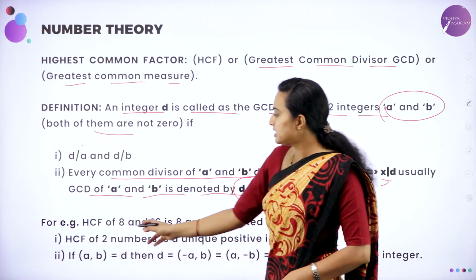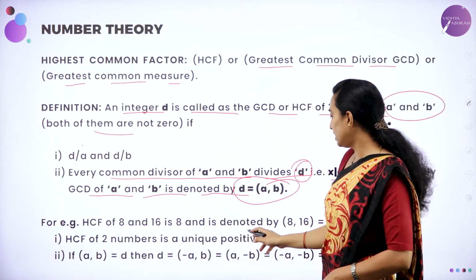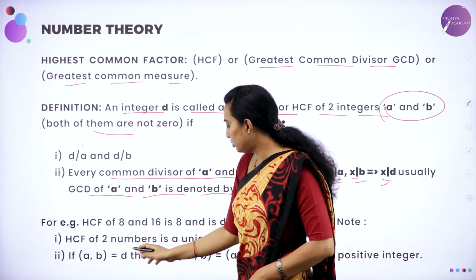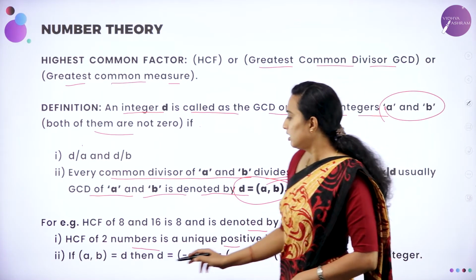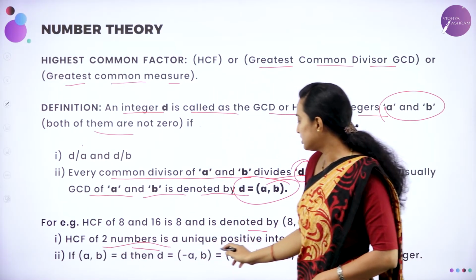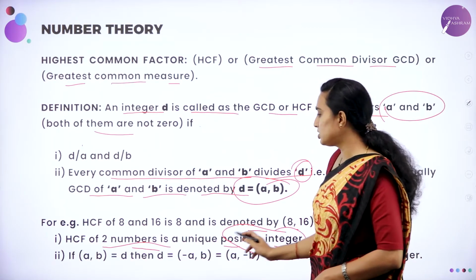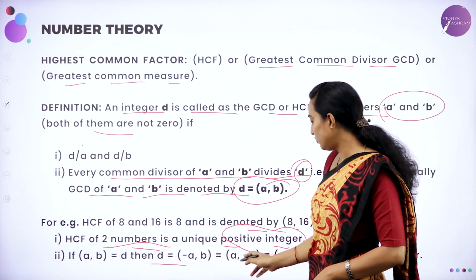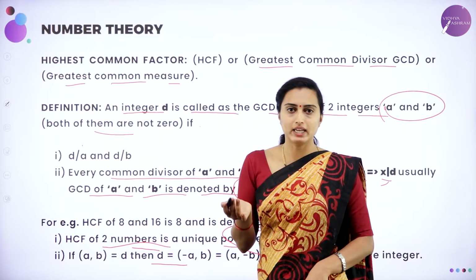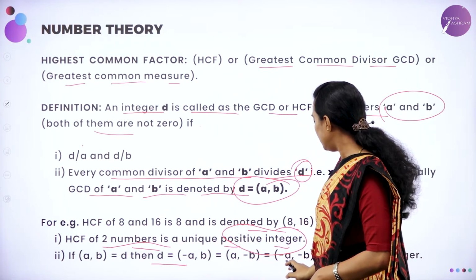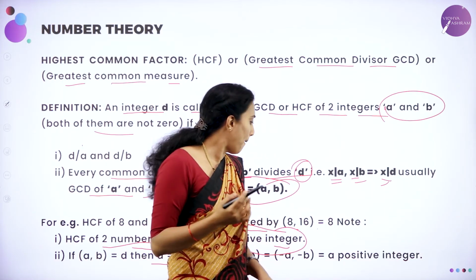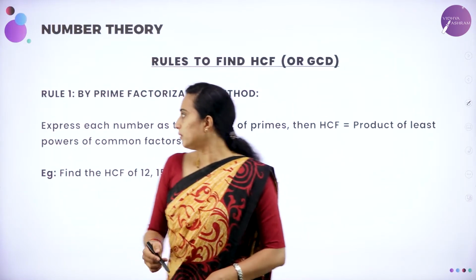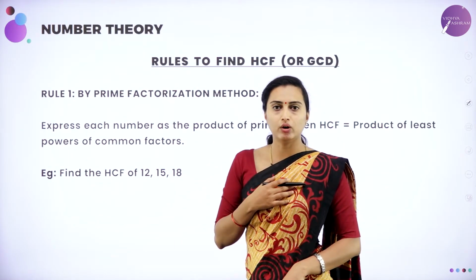So, for example, HCF of 8 and 16 is denoted by (8, 16) equals 8. I'm going to tell you how to find that. The HCF of two numbers is a unique positive integer. If (A, B) equals D, then D equals (-A, B), which also equals (A, -B). One can be positive and the other negative, which will equal (-A, -B). And D will be a positive integer. Understood?